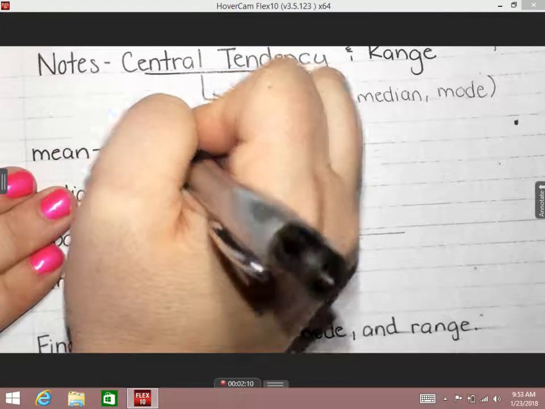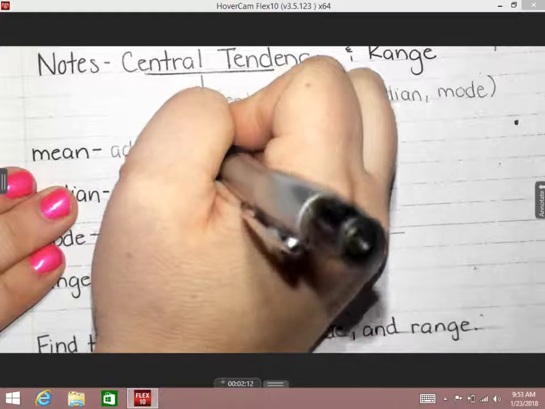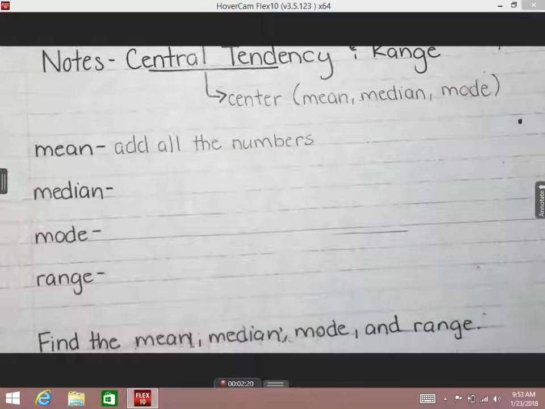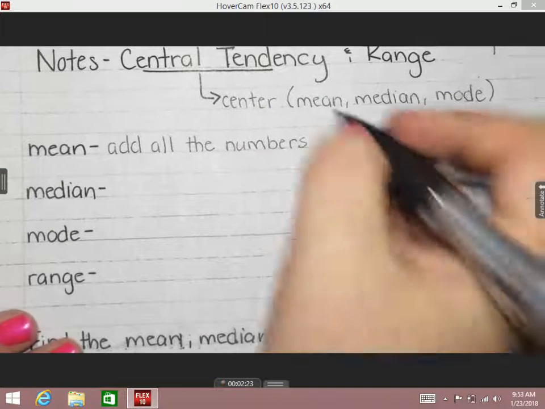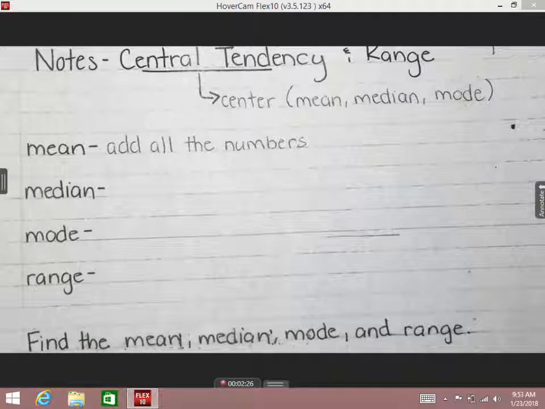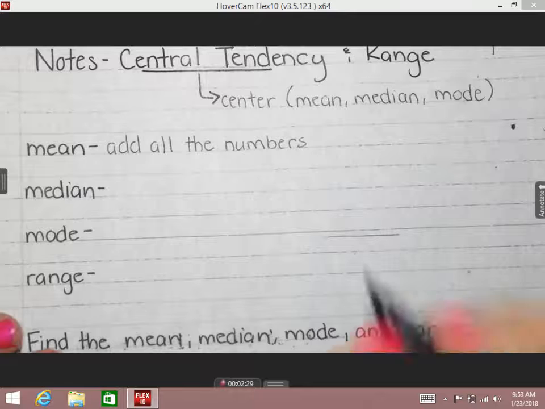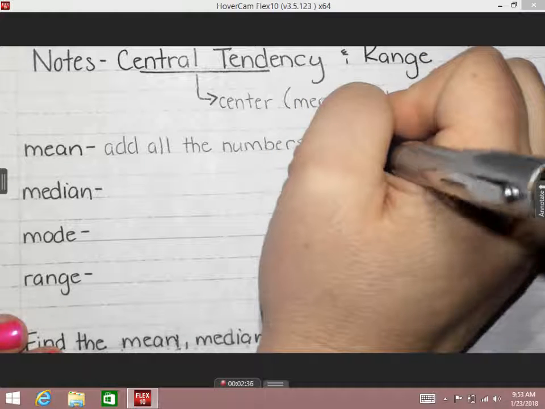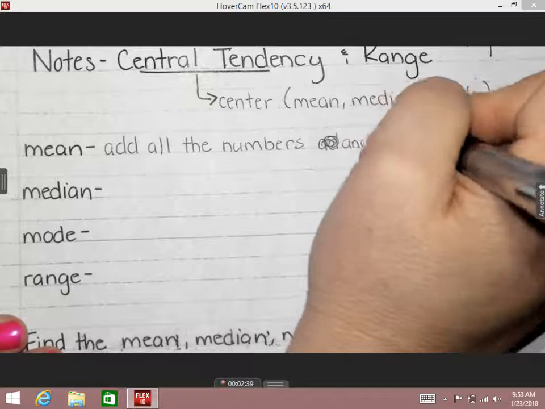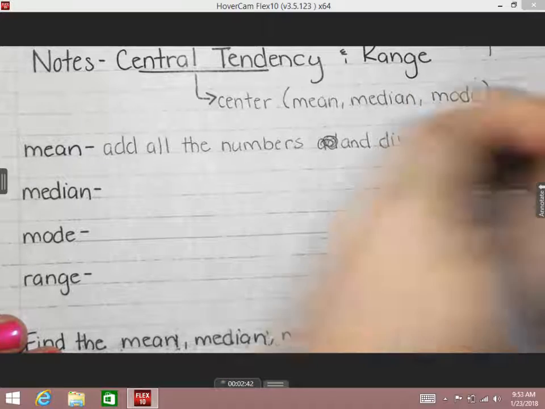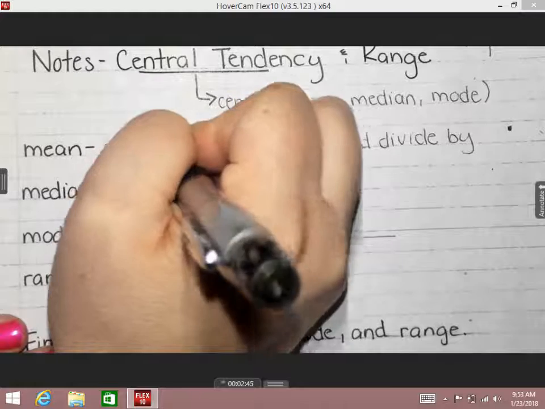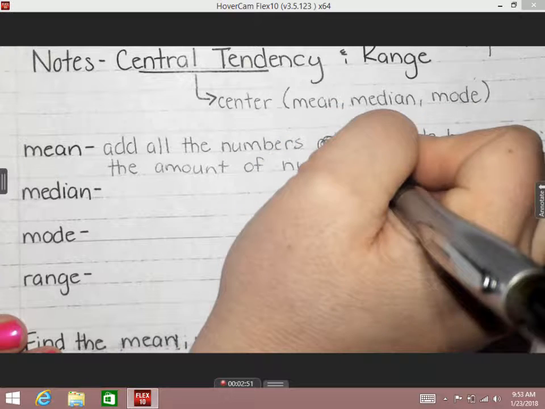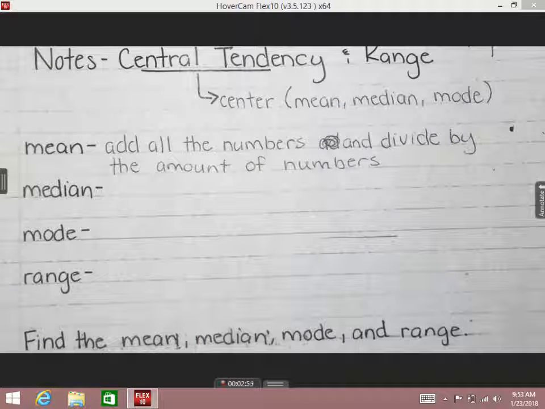So we're going to add all the numbers. That's correct. All right. My second step, we got a little off. After I add all the numbers, what do I have to do, Braxton? Count how many numbers there are. All right. And what am I going to do with that? So we're going to add and divide by the amount of numbers. So once I add them all up, we've got to divide by the amount of numbers.